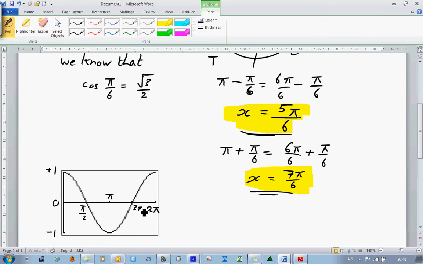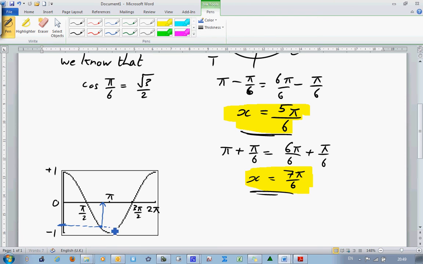We're looking for the place which is minus root 3 over 2. Minus root 3 over 2 is down here somewhere. So there's one of the solutions, right there, and then the other solution would be there. And what does all that mean?